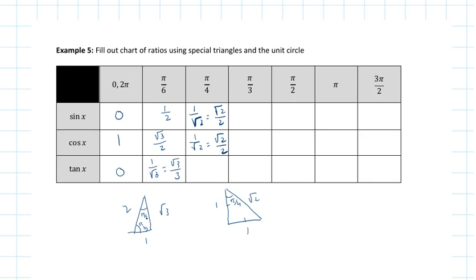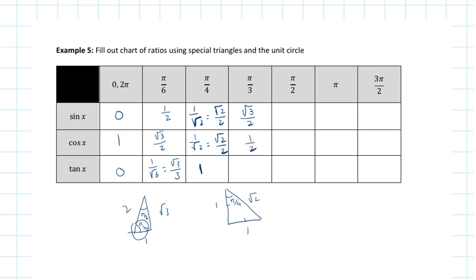For pi over 3, if I'm looking at pi over 3 here, the opposite over hypotenuse, so that's sine, is going to be square root of 3 over 2. The adjacent over the hypotenuse, which is cosine, is going to be 1 over 2. And for tan, it's the opposite over the adjacent, and that's going to be square root of 3.